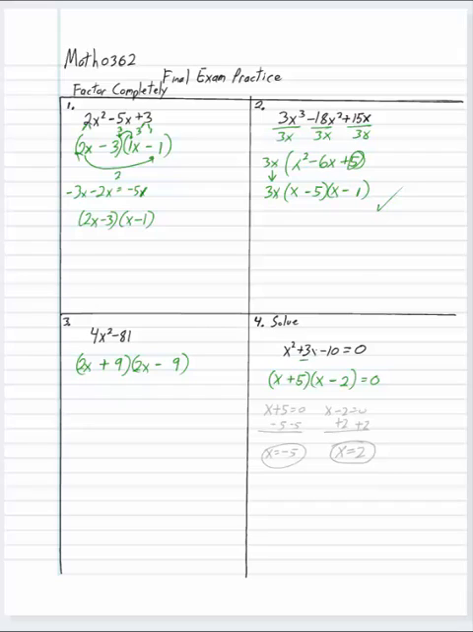When I get to this step, let's treat this as two separate problems. And we will solve. Subtract 5, so I get x equals negative 5. And add 2 gives us x equals 2. So our answers are negative 5 and positive 2.